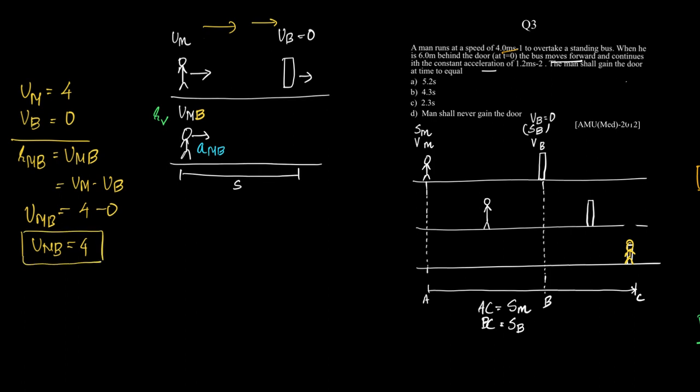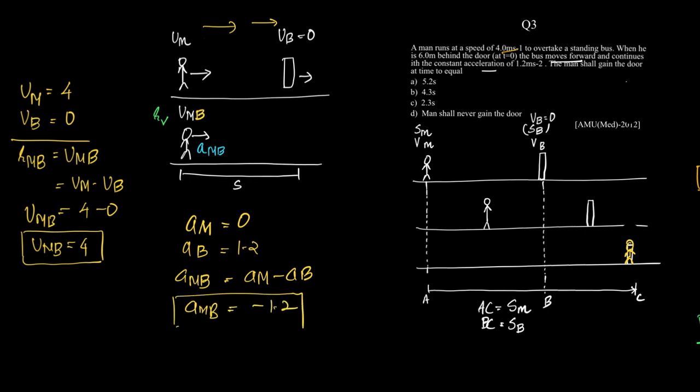Now similarly, all other aspects of the motion will be taken in relative conditions, which means acceleration of man, according to the question, is 0. Acceleration of the bus here is given to be 1.2 meter per second square. So what is acceleration of man with respect to b? It is acceleration of man minus acceleration of bus. So amb will be equal to minus 1.2. Right? So we have u, we have a.